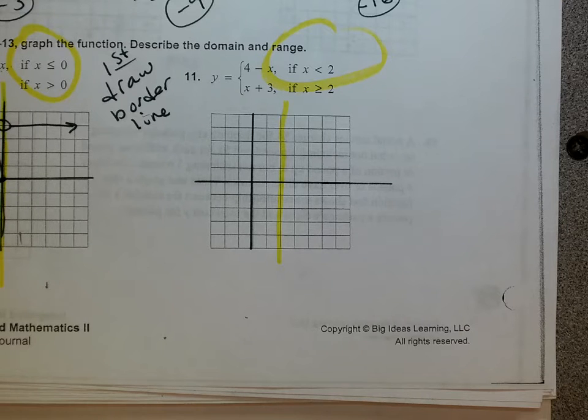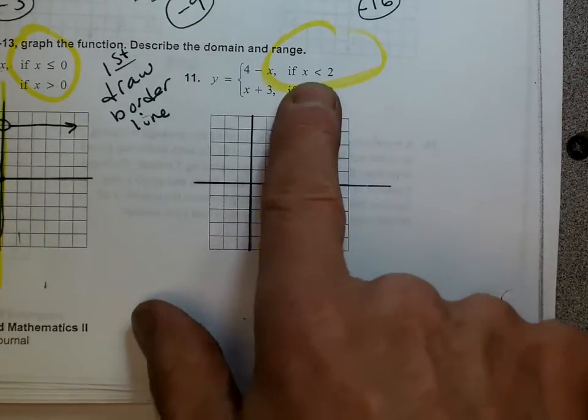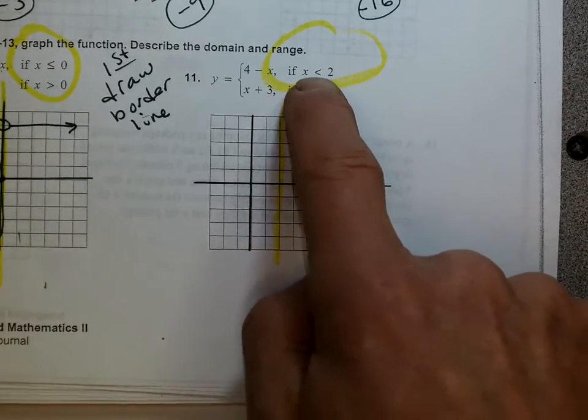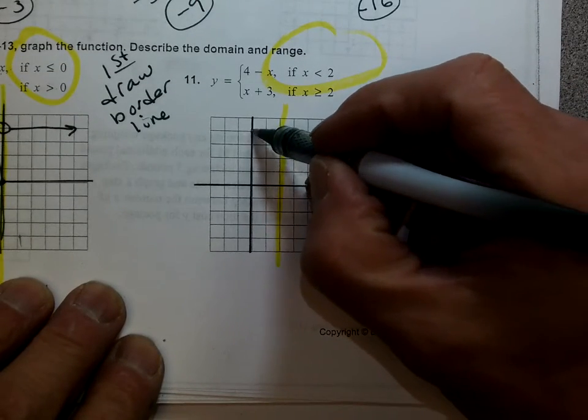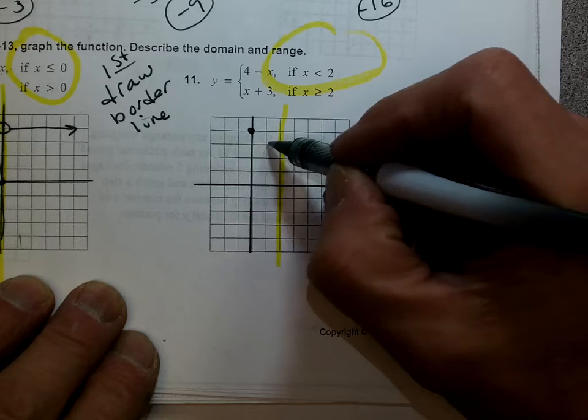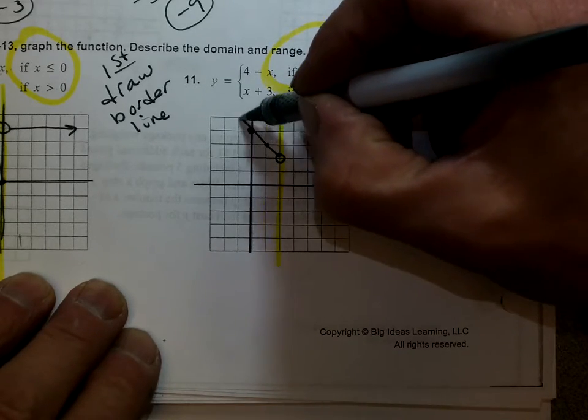So this first graph starts at 4, 1, 2, 3, 4, and is going to go down 1 over 1, down 1 over 1, but it's going to be over here only, okay? And it's going to have an open dot. So we're going to start at 4, 1, 2, 3, 4. We're going to go down 1 over 1, down 1 over 1. Okay.